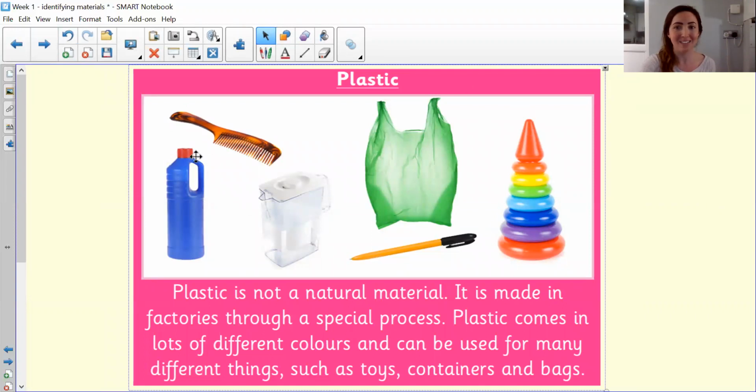What are these all made out of? Plastic. Plastic is not a natural material. That means it's made in factories through a special process. Plastic comes in lots of different colours and can be used for many different things, such as toys, containers, and bags.